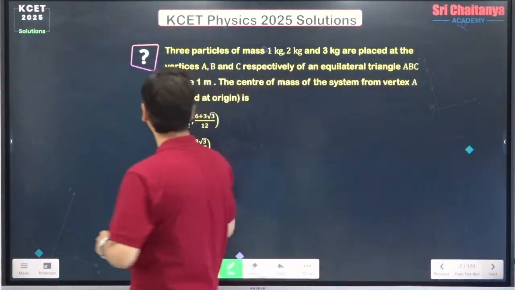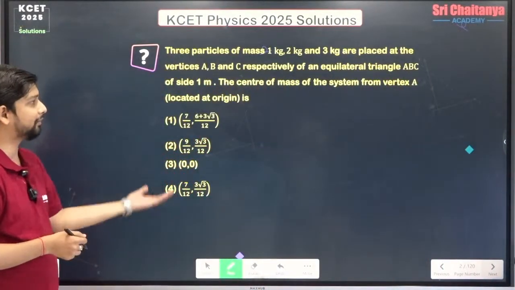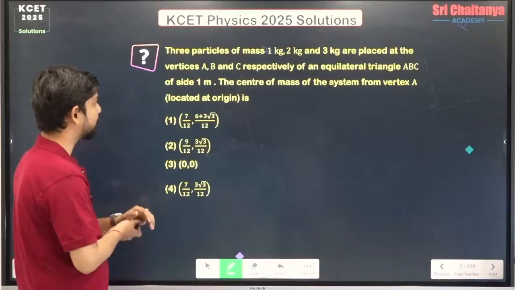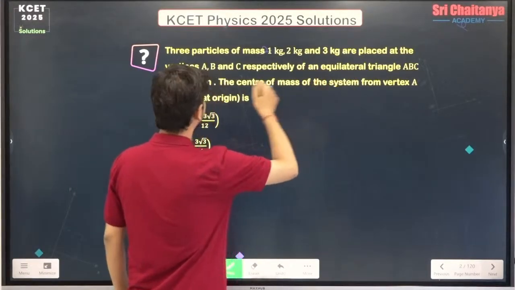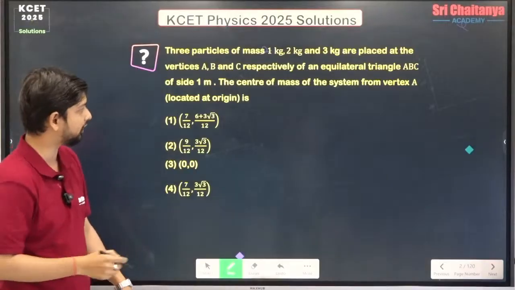Let's come to the first question. This is the first question, and take the second or third question in your paper note. So here three particles of mass 1 kg, 2 kg and 3 kg are placed at the vertices A, B and C respectively of an inverted triangle.